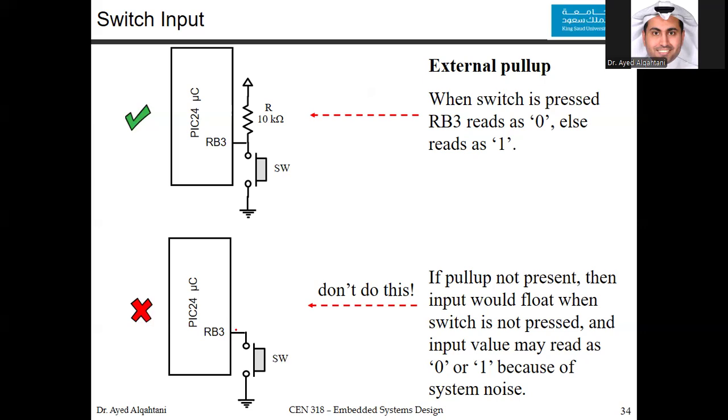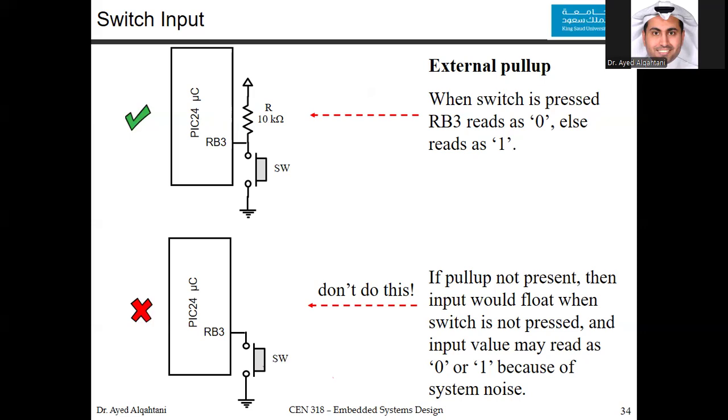It could be anything. It could be something between the 0 and 1. And this also might be affected by noise easily. So never do this. Always have a switch connected with a resistance to the pull-up. That is, if you chose to use an external resistance. There is another choice that you can make, and we will explain it soon, where you use an internal resistance.